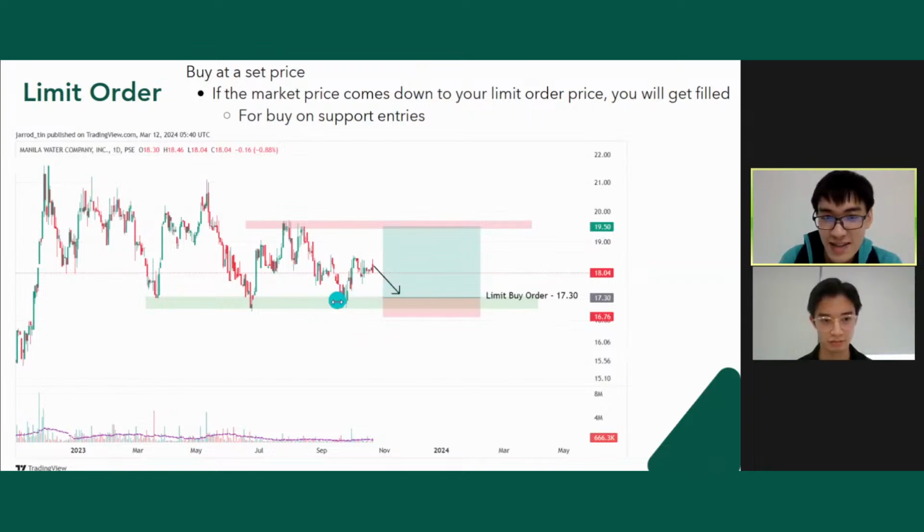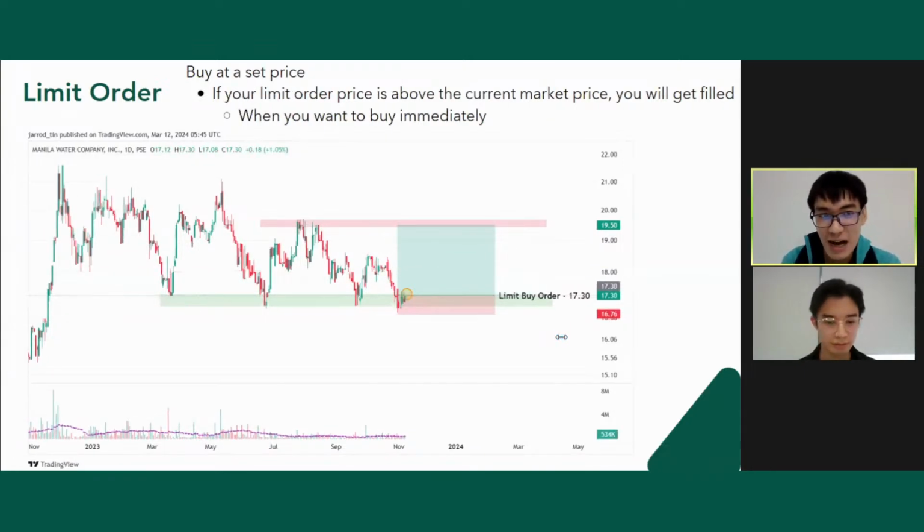So if you want to buy at 17.3, you set a limit buy order. So what this means is that gusto mo bumili at 17.3, yung buy order mo nasa 17.3. You're just gonna wait for price na bumagsak to 17.3 so that you can get filled on your order. So this is best for buy and support trades, di ba? Kasi alam mo na saan ka bibili, hintayin mo na lang na pumunta yung presyo doon, right? So just wait for price to hit that. So that's a limit order.